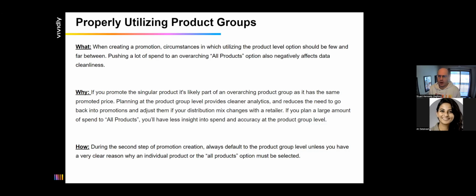Understanding ROI when different product groups have different margins, or just wanting to know how accurate I was at planning product grouping A versus product grouping B, or what our budget is by product group and how we're trending against it. You lose all that information if you're planning at too high of a level.